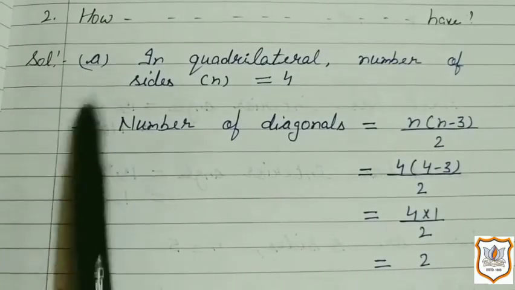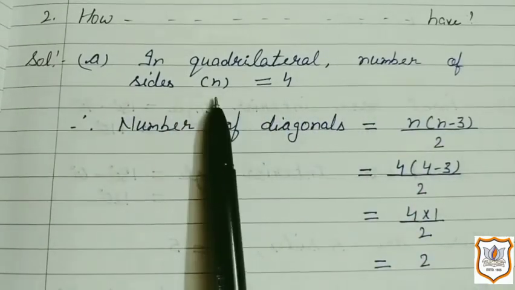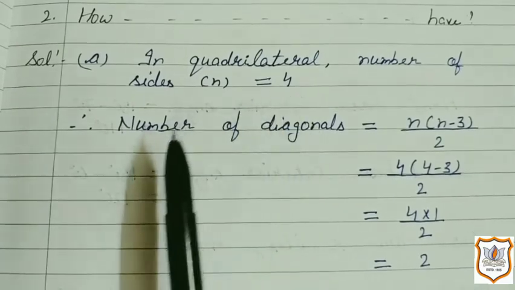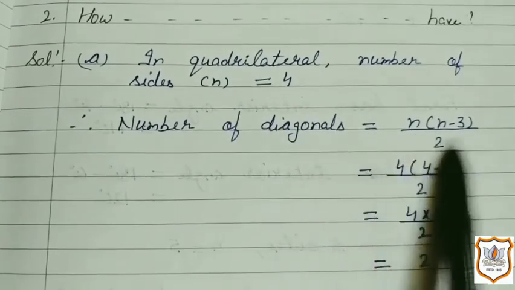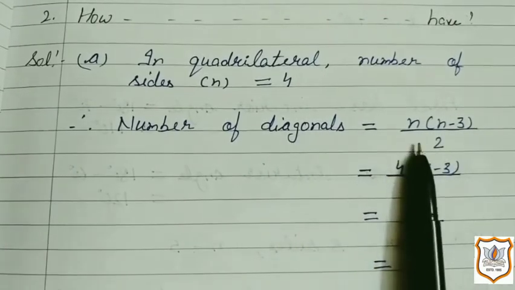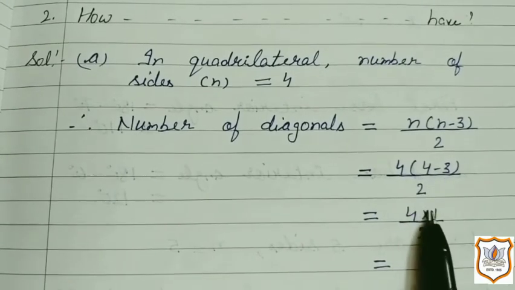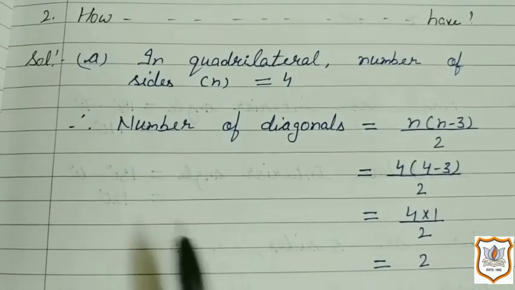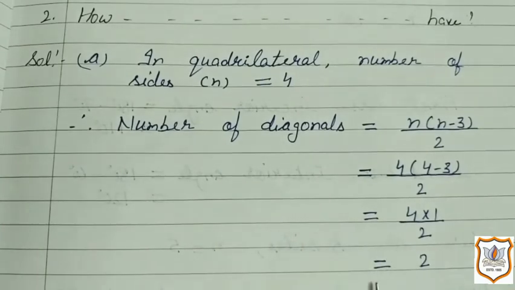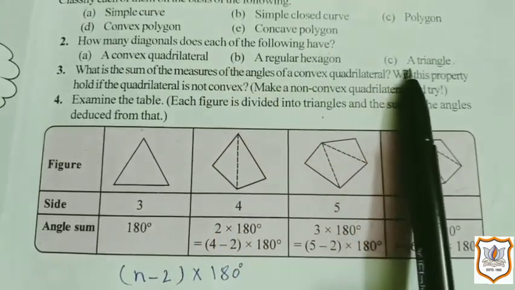Look at the solution of part A. In a quadrilateral, the number of sides n is equal to 4. For the number of diagonals, we use the formula n(n minus 3) upon 2. Here n is 4, so we put the value of n as 4: 4(4 minus 3) upon 2. 4 multiplied by 1 upon 2 is equal to 2. So we get the number of diagonals, that is 2. Students, B part and C part you have to solve by yourself.